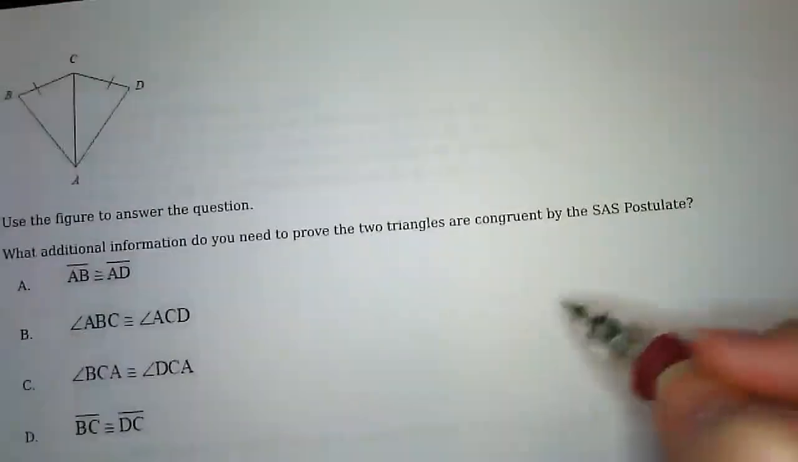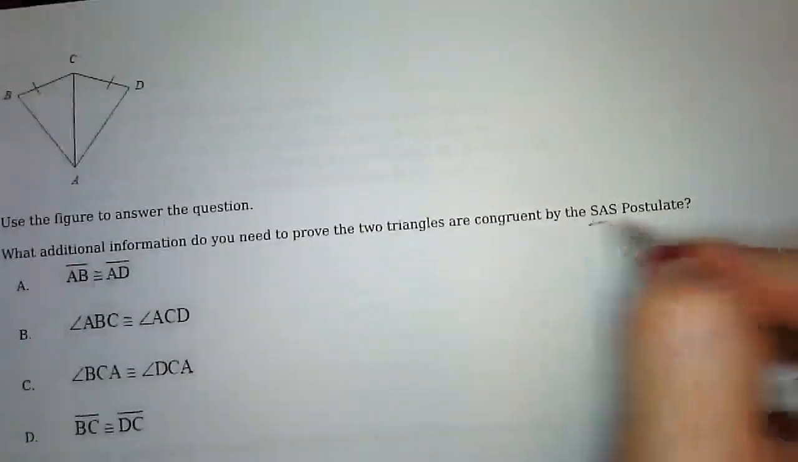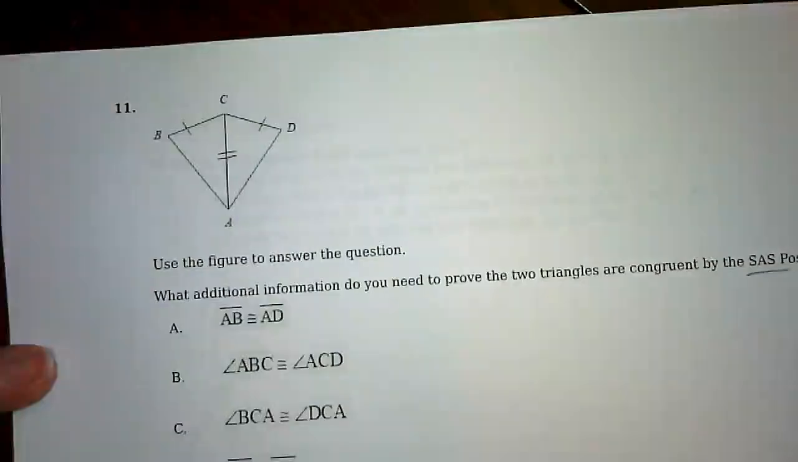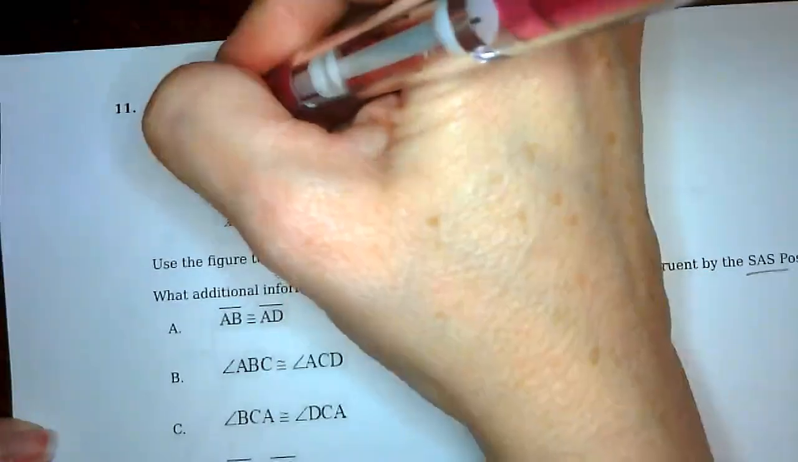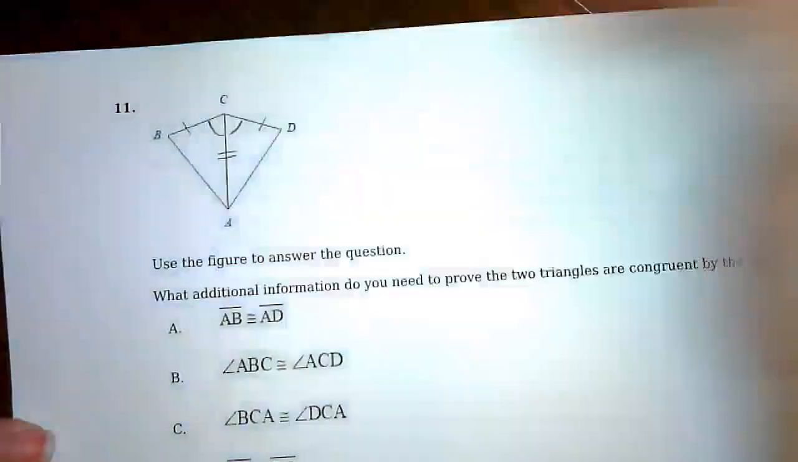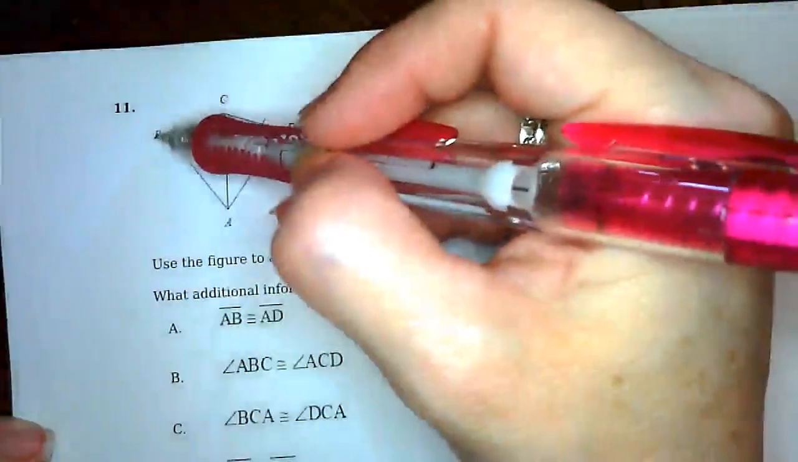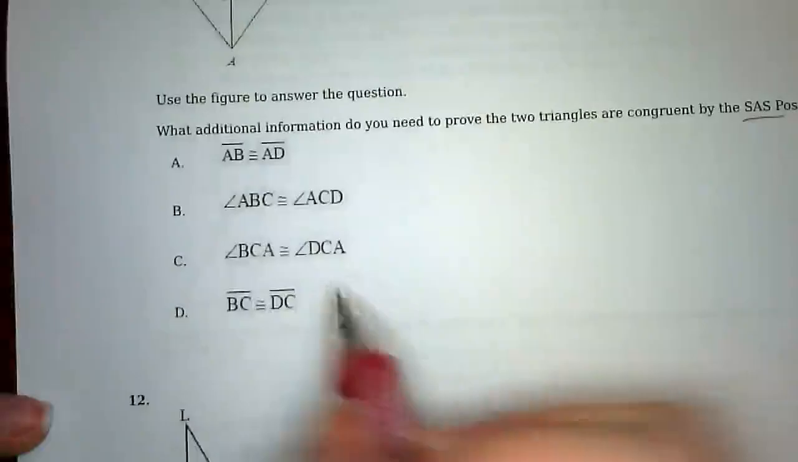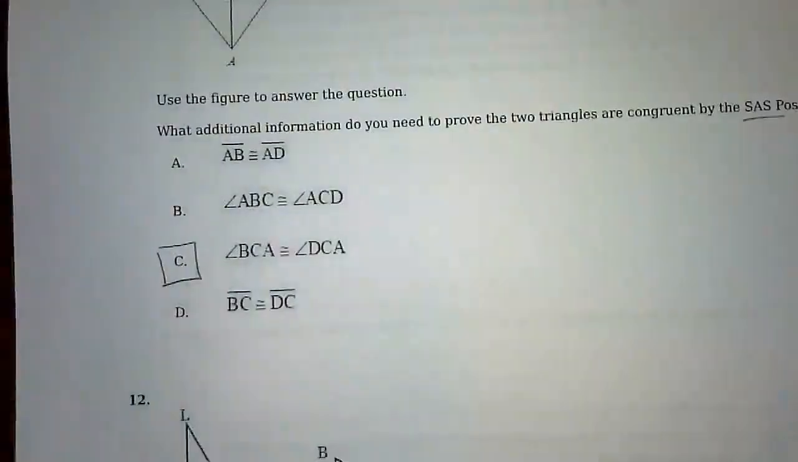All right, number 11. So what additional information do you need to prove by side angle side? All right, so we have those two sides are given. We know by reflexive that those two will be congruent. So it looks like for side angle side, we need angle BCA and DCA. So BCA and DCA.